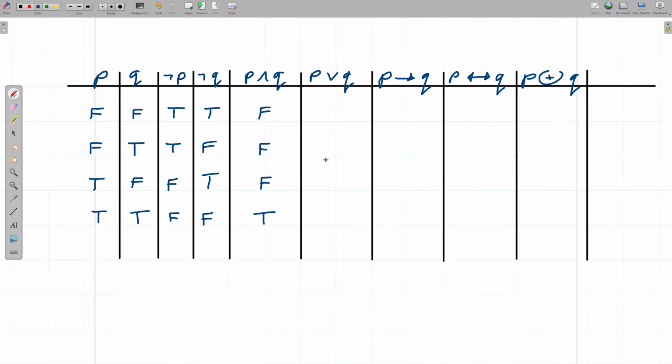Also, if Q is true and P is false, or if both are false, the conjunction is false. P and Q is true only if both P and Q have the truth value of true.